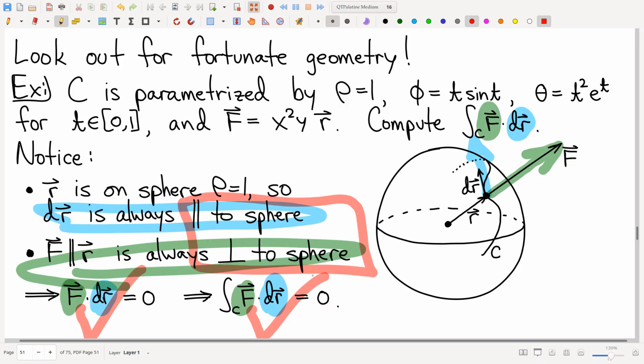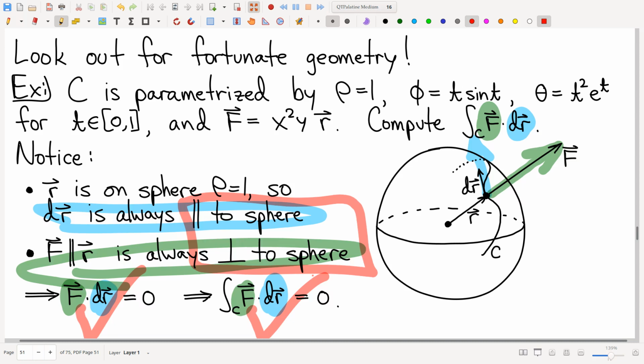I didn't have to then take that horrifying parameterization and plug it into this vector field formula, which would have made things more horrible. Nightmare of a computation. 0. Fortunate geometry. Does everybody see how awesome this is? Okay, so be on the lookout.